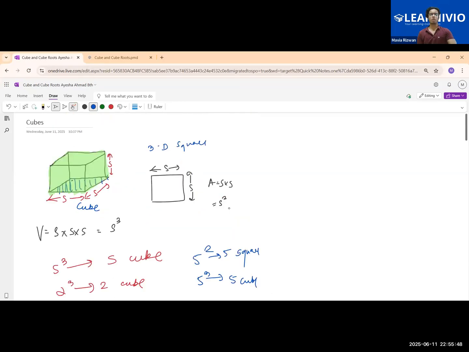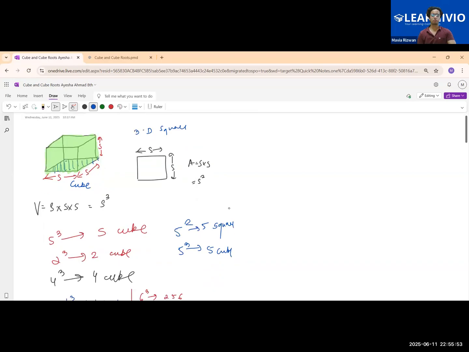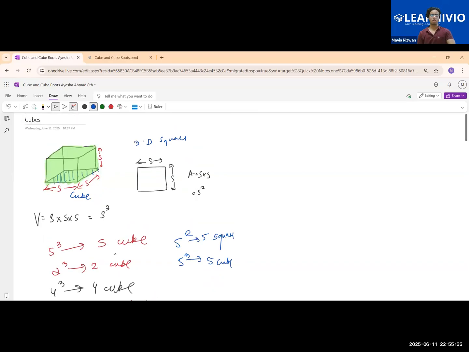Okay, Aisha, now I want you to write this down. First write this much, then I'll scroll it down. Also draw the cube carefully.